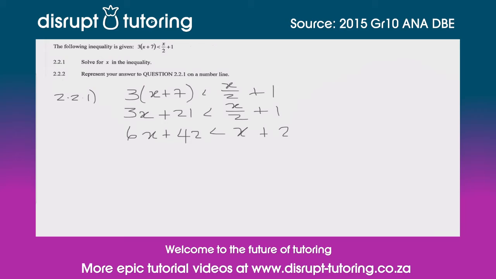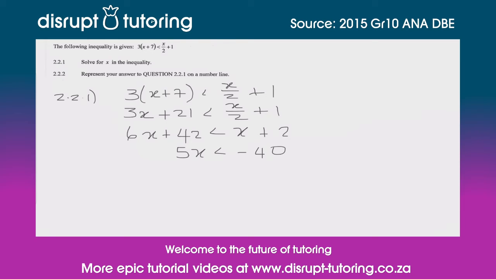Now I want to get all the x's to one side, and all the numbers to the other side. So I'm going to keep the 6x on the left-hand side, and I'm going to bring the x over towards the 6x. To do that, I need to subtract x on the right-hand side, and I need to do the same thing on the left-hand side. That means I'm going to have 5x on the left-hand side, and that is smaller than, so I'm going to move the 42 across, which means I need to subtract 42 on the right-hand side. So 2 minus 42 is going to give me minus 40. All right, then I've got 5x is smaller than minus 40.